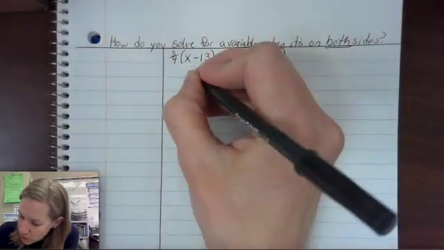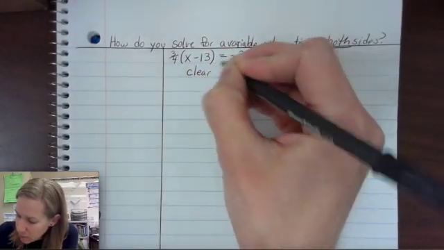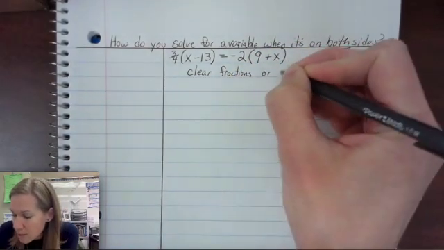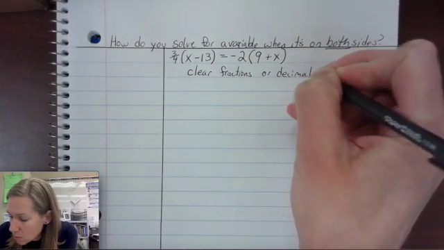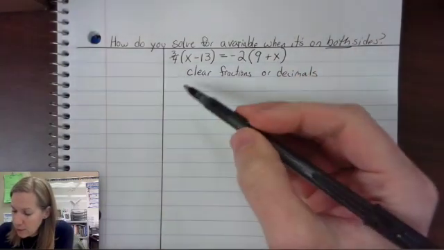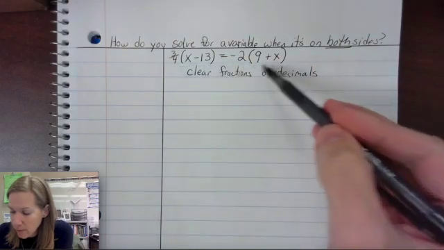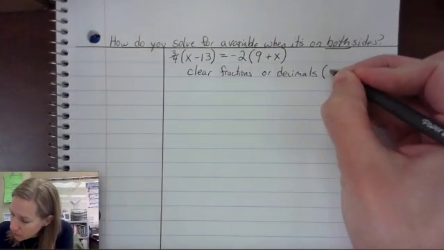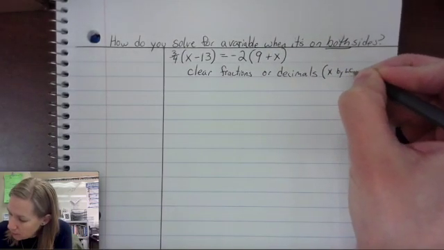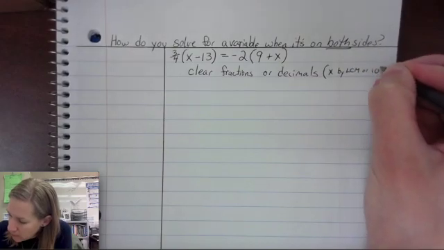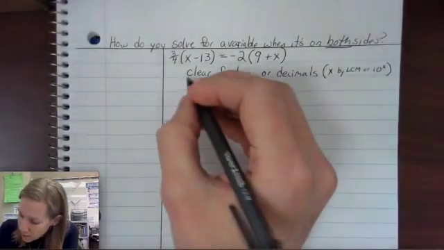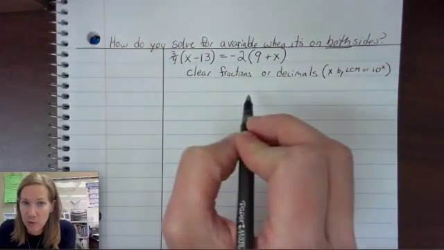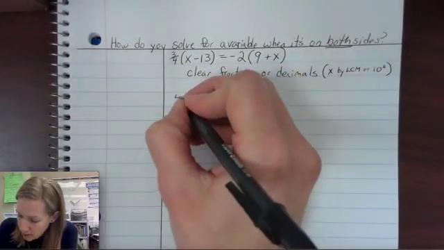So the first thing we're going to do is clear fractions or decimals. And you're either going to be doing this by multiplying by the least common multiple of any fraction or by a power of 10. So we're going to be multiplying both sides, because remember, whatever you do to one side, you have to do to the other. We're going to be multiplying it by 4.